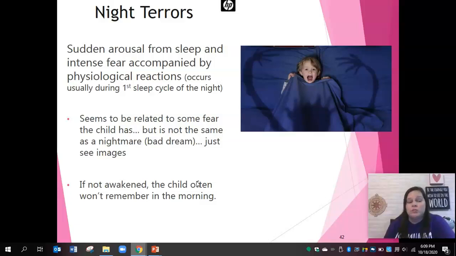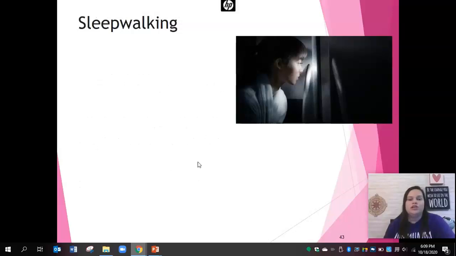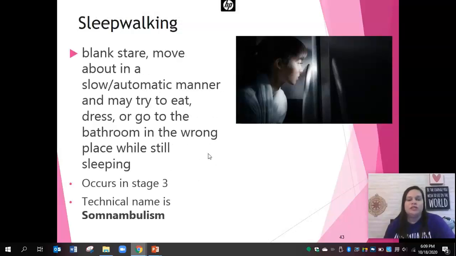Usually they don't remember what they were dreaming about because it's in that deep sleep. But they can tell that there was something scary that they were dreaming about. Sleepwalking, the formal name for which is somnambulism: the person awakes and they are moving around with a blank stare, in an automatic manner.